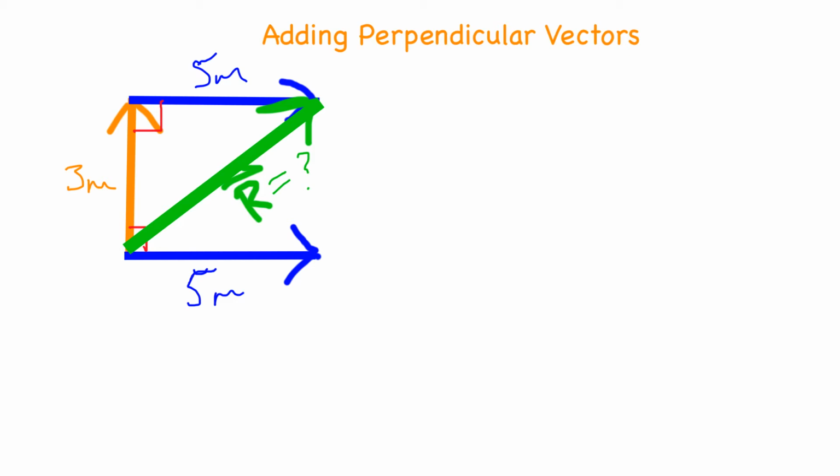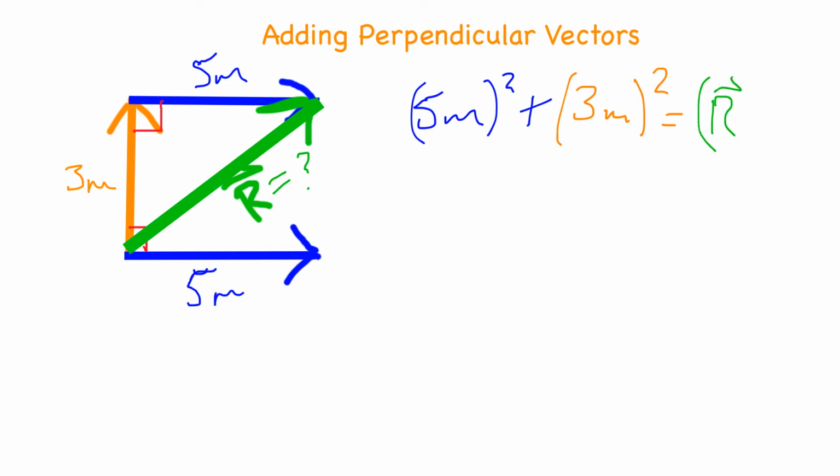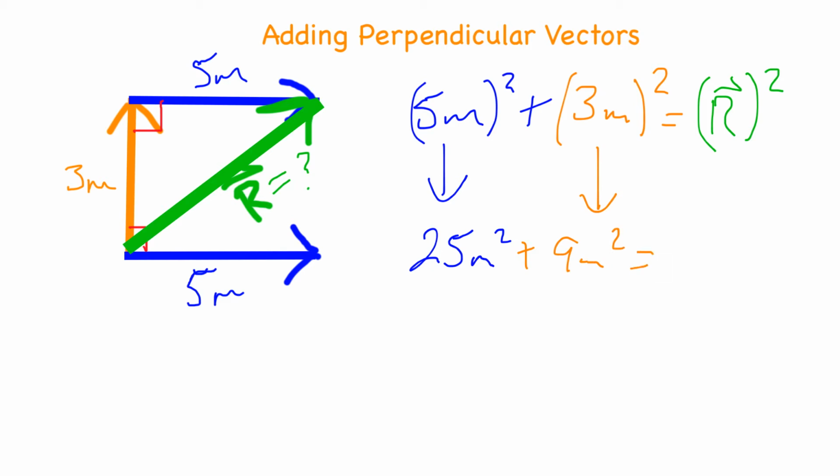So we have 5 meters squared plus 3 meters squared equals our resultant vector squared. Okay, so this is obviously 25 meters squared. This is 9 meters squared, and whatever that is going to be our resultant vector squared.